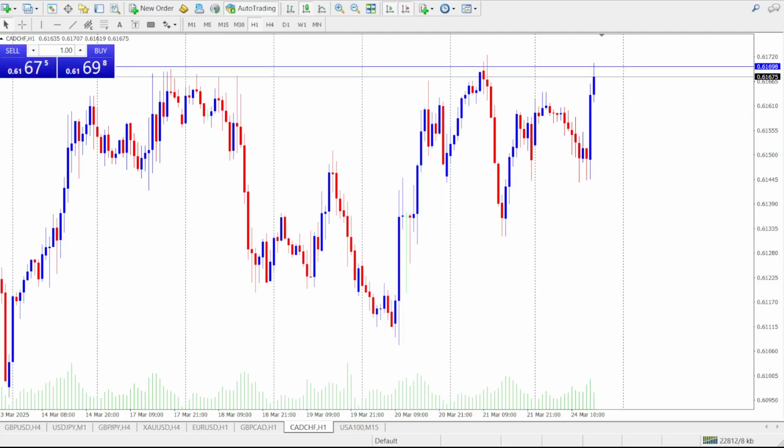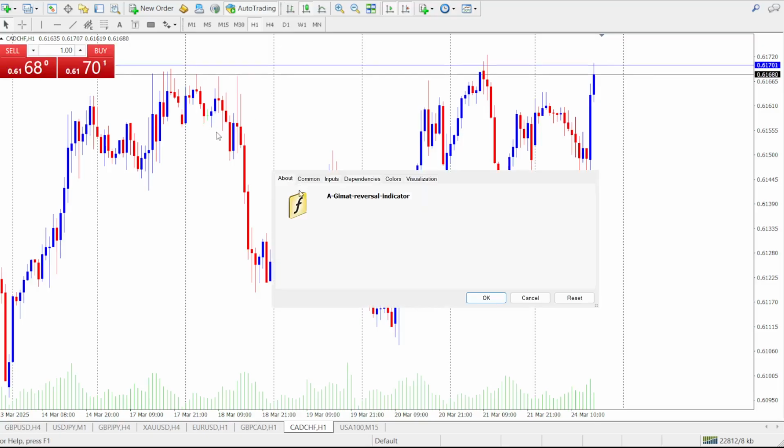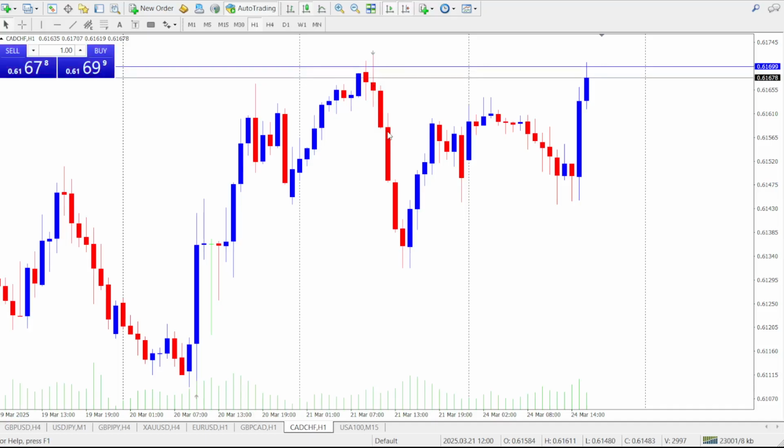The A-Gimat Reversal Indicator. All right, so now as we can see, the indicator actually uses a zigzag reversal pattern, right? It uses zigzag reversal patterns to scan for new highs and lows.